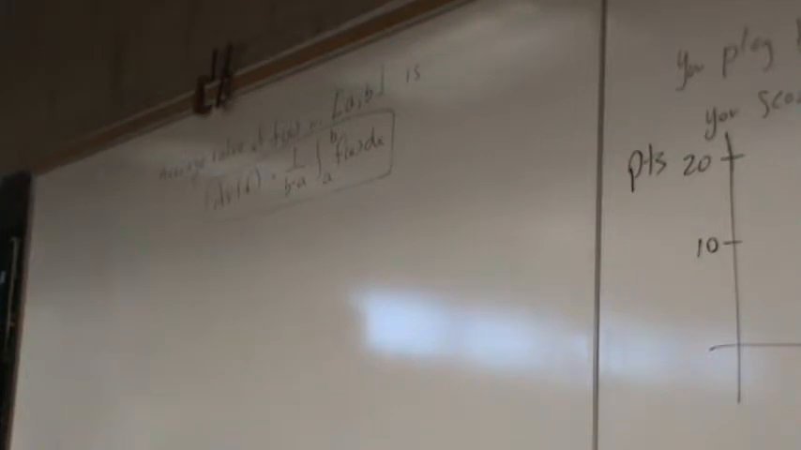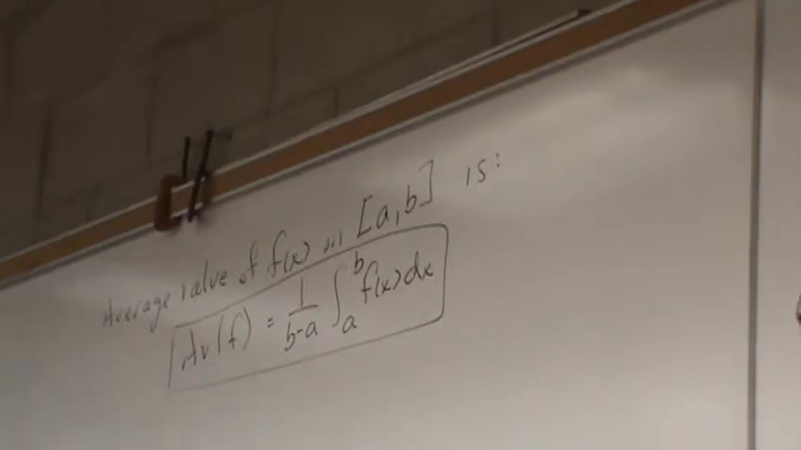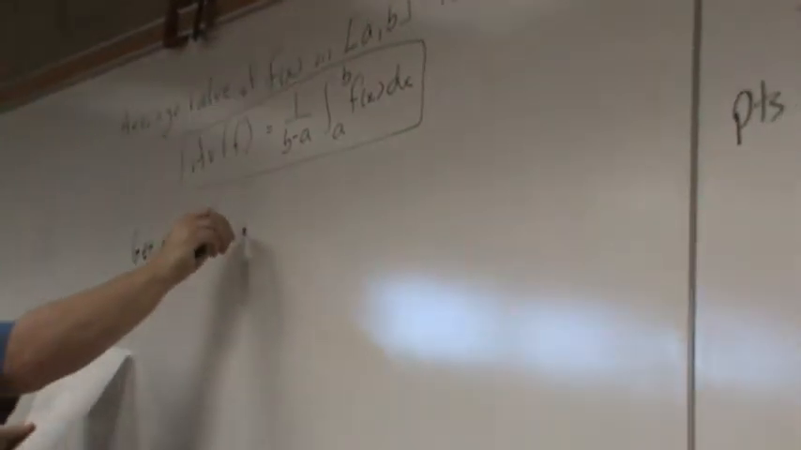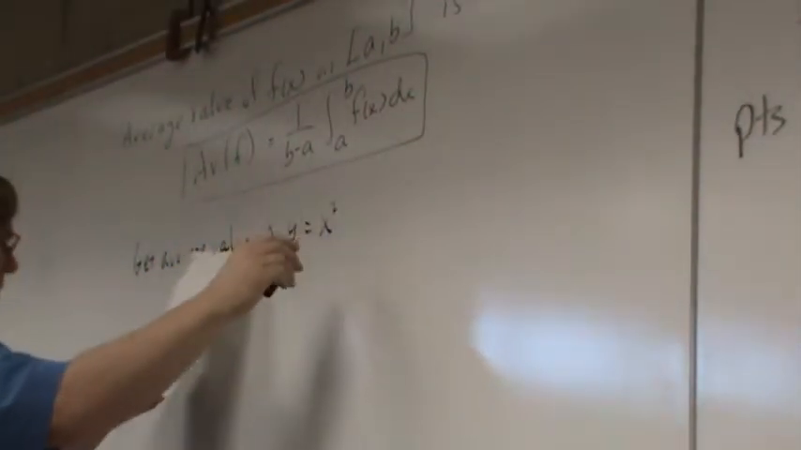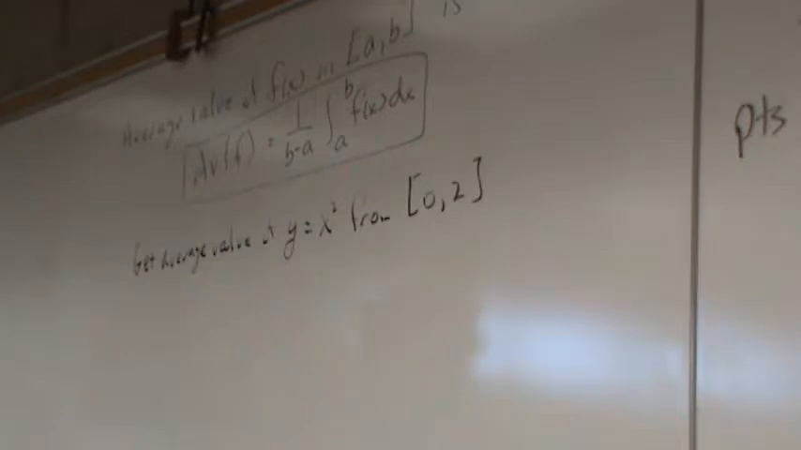And this is one of those things where you learn it, live it, love it. You cannot forget this. Every AP exam, they'll ask you at least one, usually 2 or more questions where you have to have this knowledge. I'm just hoping that my big, long intro will make this stick in your head, that it's the area between the graph and the x-axis divided by the width of the region. That's the average value of a function. So let's do one. Get the average value of y equals x squared from 0 to 2. That's the question I'm going to ask you.